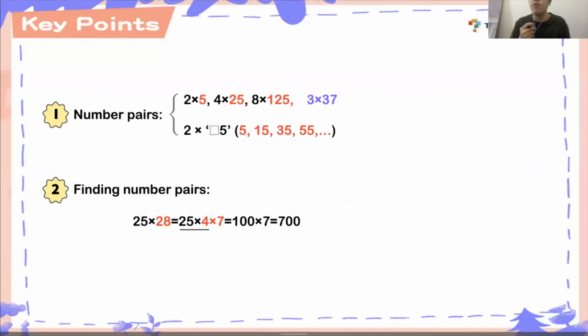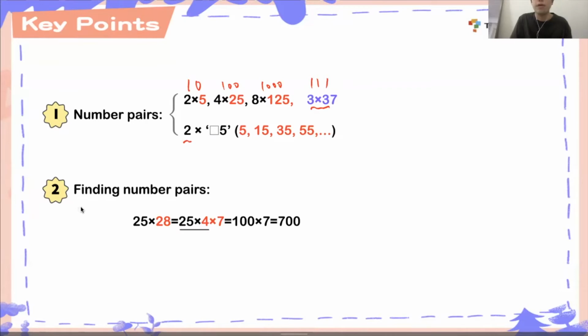And we have several key points. First one is number pairs, right? We should have 2 and 5, 4 and 25, 8 and 125, and we will have 10, 100, 1000. And here we have a special pair, 3 times 37, we will have 111, right? And we have another pair that is 2 can make friends with any 2-digit number ending with 5, right?